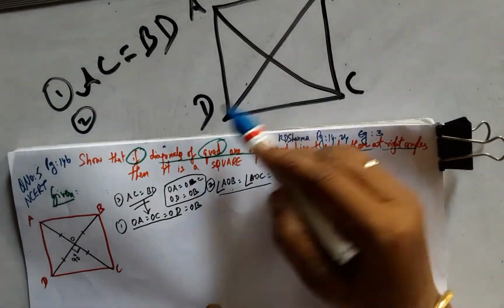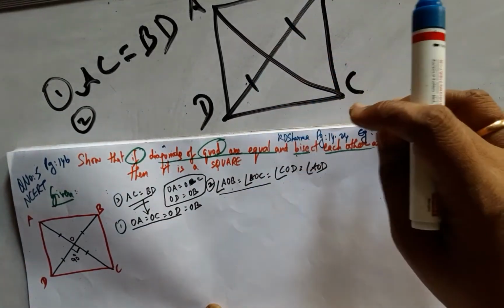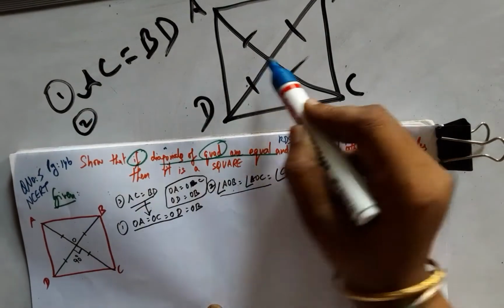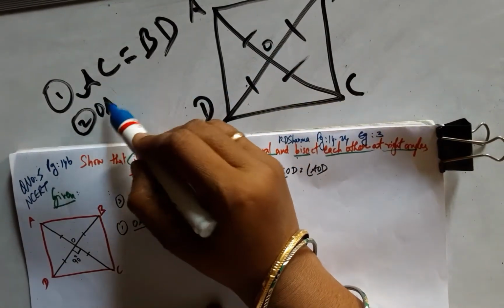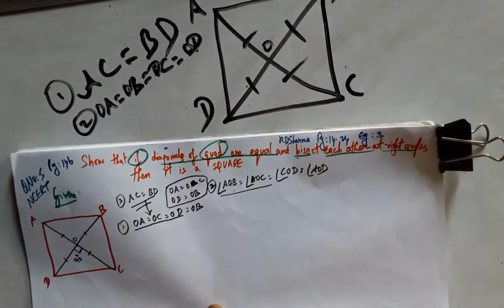The second point, they bisect each other. AC bisects BD into two equal parts and BD bisects AC into two equal parts. Therefore, if this is point O, OA equals OB equals OC equals OD is the second point.